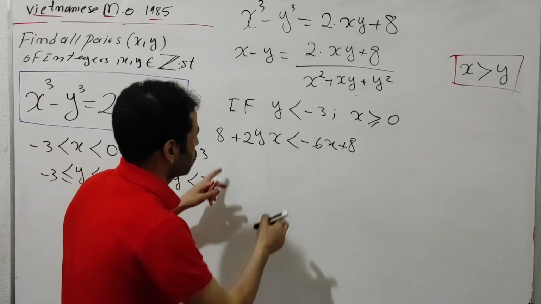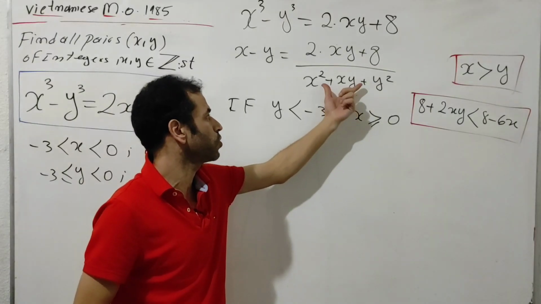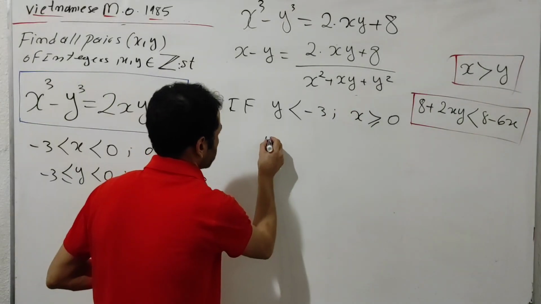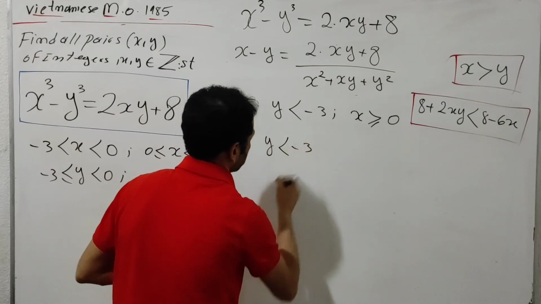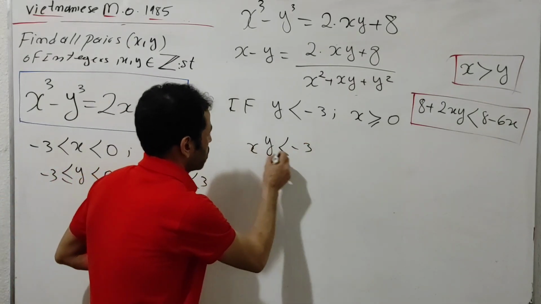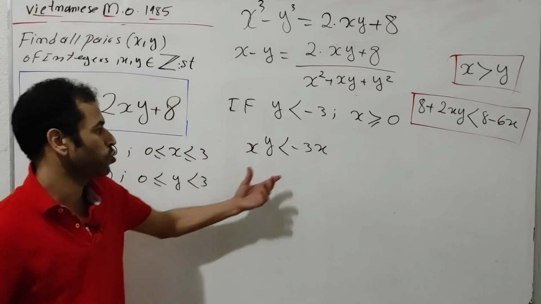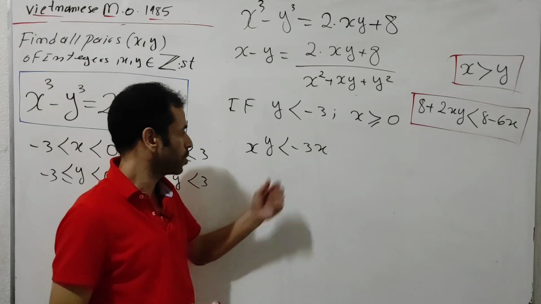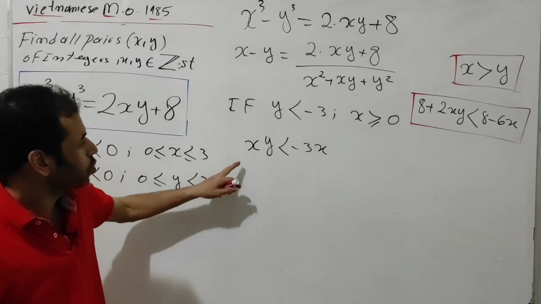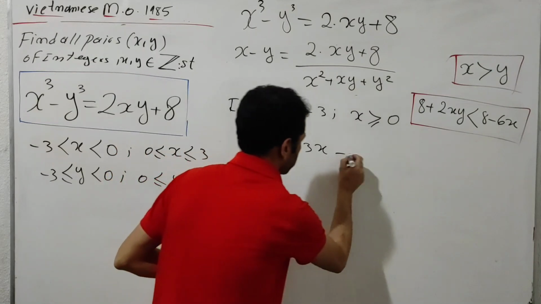Okay, so I'm going to take this one up here. Now I'm going to work underneath of this one. I will have y is strictly inferior than minus 3. I'm going to multiply both sides by x. Inequality will keep the same direction because x is a positive number. Then I'm going to add x squared plus y squared on both sides.